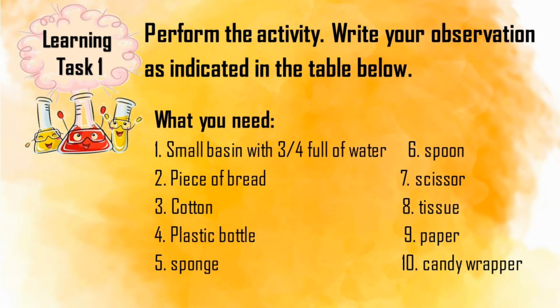Now that you know the words such as absorb, porous, porosity, and non-porous, let's perform the activity. In this activity, you need a small basin 3/4 full of water, piece of bread, cotton, empty plastic bottle, sponge, spoon, scissor, tissue paper, and candy wrapper. If you don't have the materials, you can use anything that you can find at home.